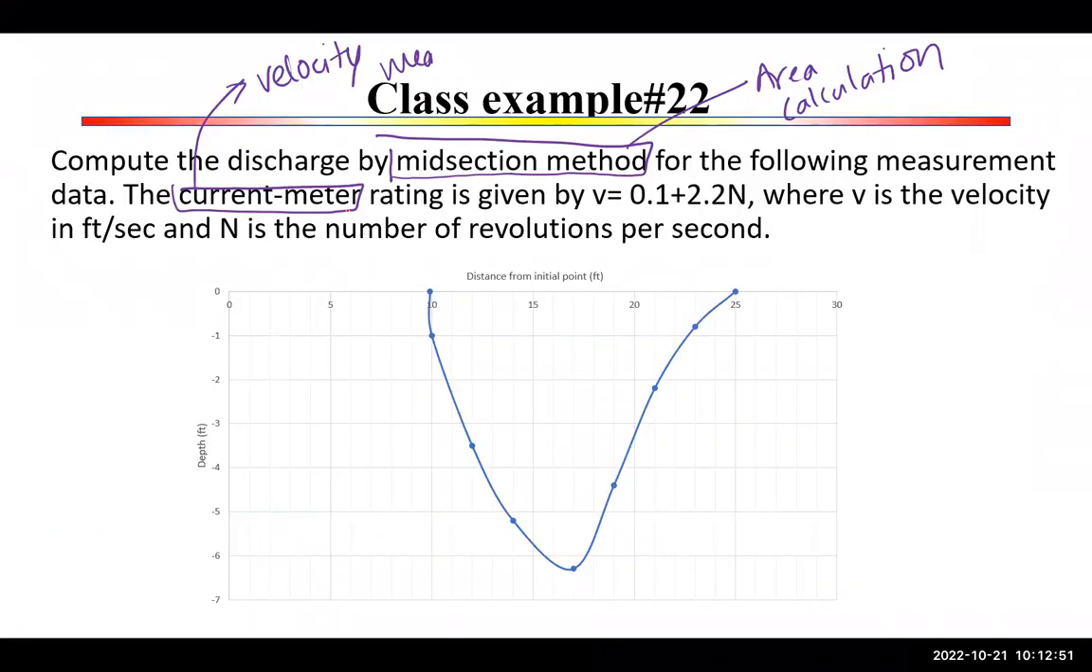Okay. So for the current meter reading, that will give us the velocity, and the midsection method will give us the area calculation. And here, N is the revolutions per second, like how many times the current meter is rotating.